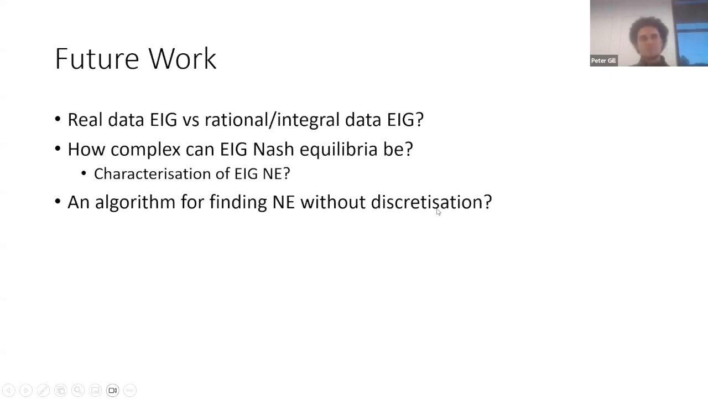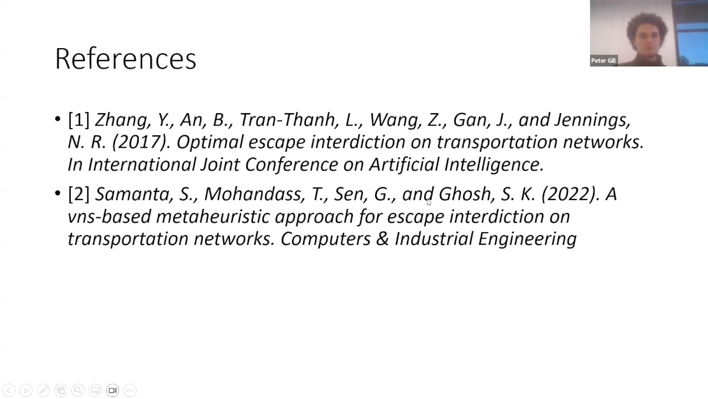So is there some continuous game theory that you can pull and get you some algorithm that does not care about the discretization? I'm not sure. I think that's all, yes.